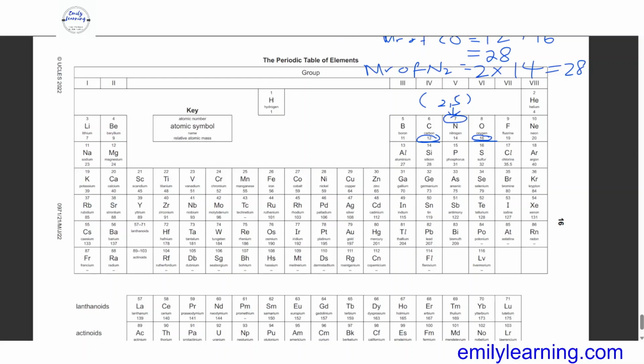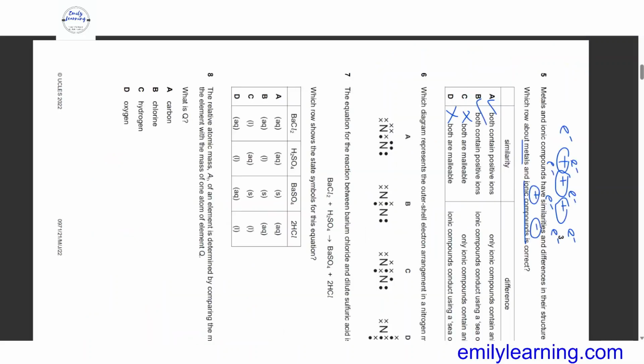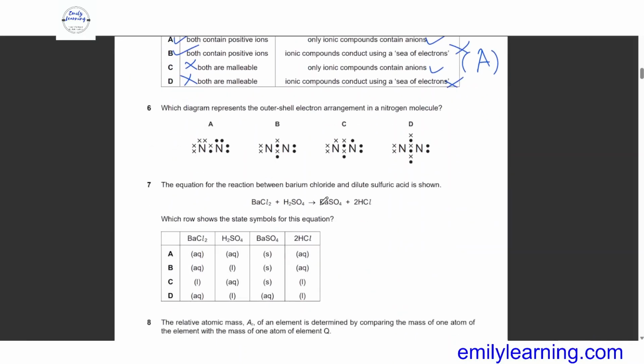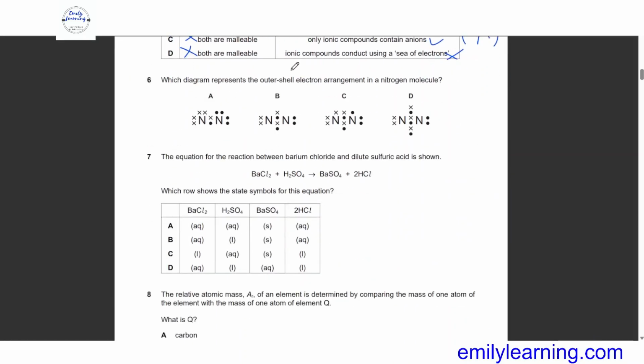Now, let's go back to the question. Which diagram represents the outer shell arrangement in nitrogen? For the nitrogen atom, its electronic configuration is 2, 5. So there are 5 valence electrons. In order to achieve a stable octet configuration, it needs 3 more electrons. How does it get 3 more electrons? It will share 3 electrons. So each N will share 3 electrons. If I represent the electrons of this with a dot, it will also share 3.